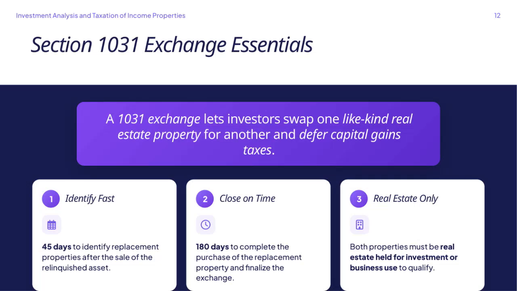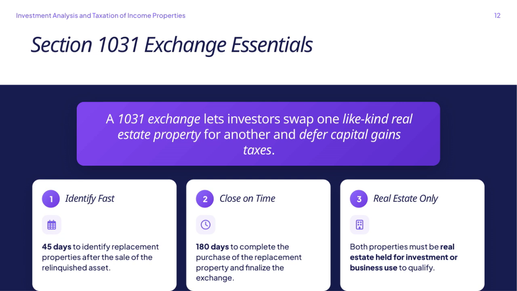A 1031 exchange allows investors to swap one like-kind real estate property for another while deferring capital gains taxes. There are three key rules to understand here. First, the identify fast rule. Investors have 45 days after selling their original property to identify potential replacement properties.